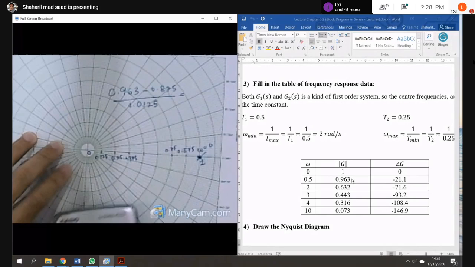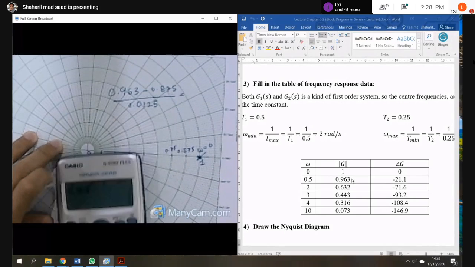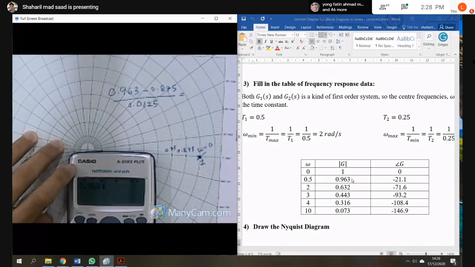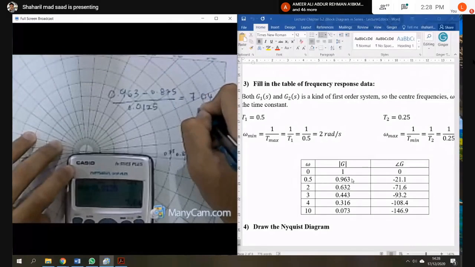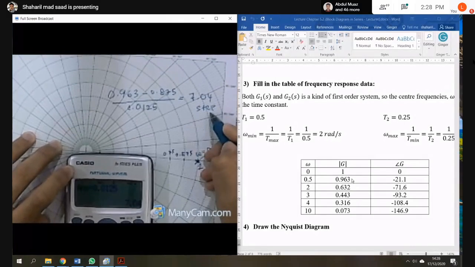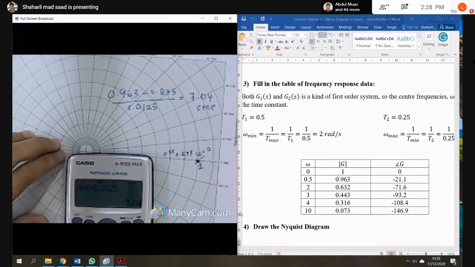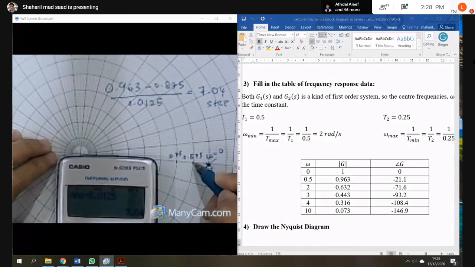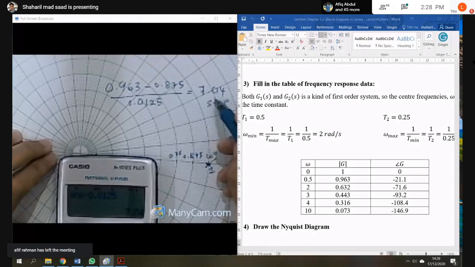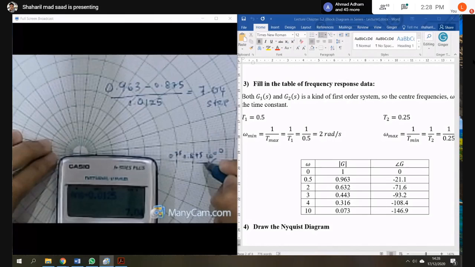So you can calculate 0.963 minus 0.875, divided by 0.0125. You get 7.04. That means 7 steps. So start from 0.875 and count 7 steps, or 7 boxes: 1, 2, 3, 4, 5, 6, 7 here.